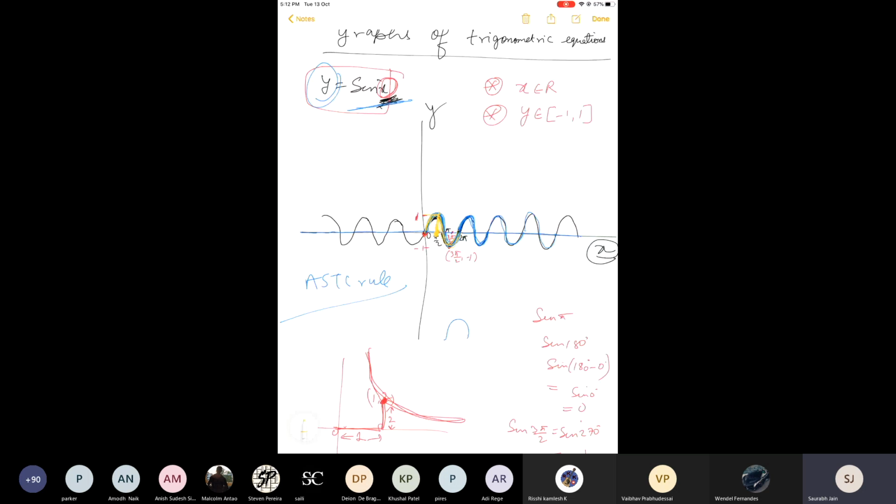Incomplete answers. All of you have given incomplete answers. 0 and pi is an incomplete answer. 0, pi and 2 pi. Very good. This is the final and correct answer.